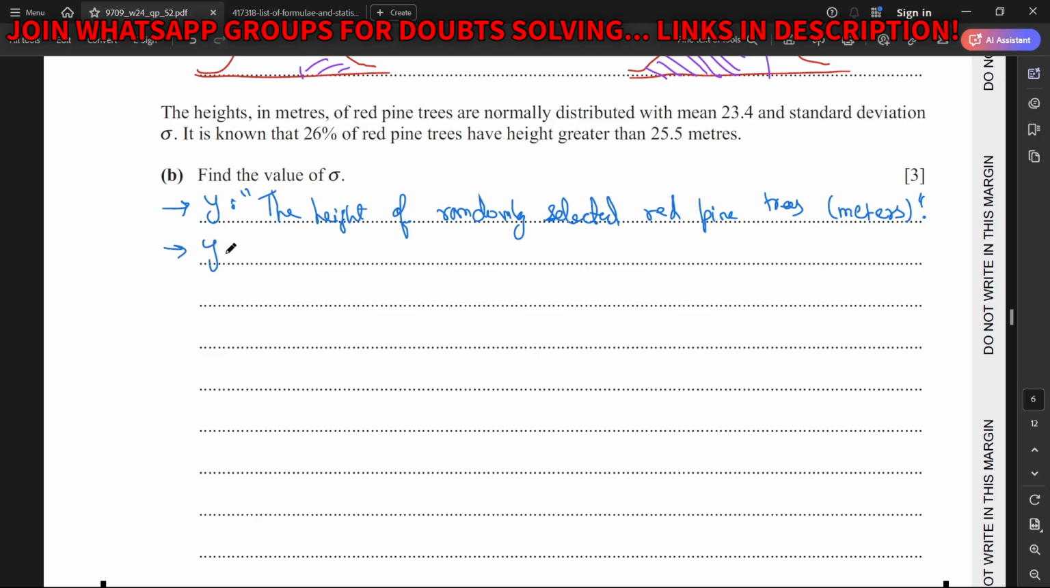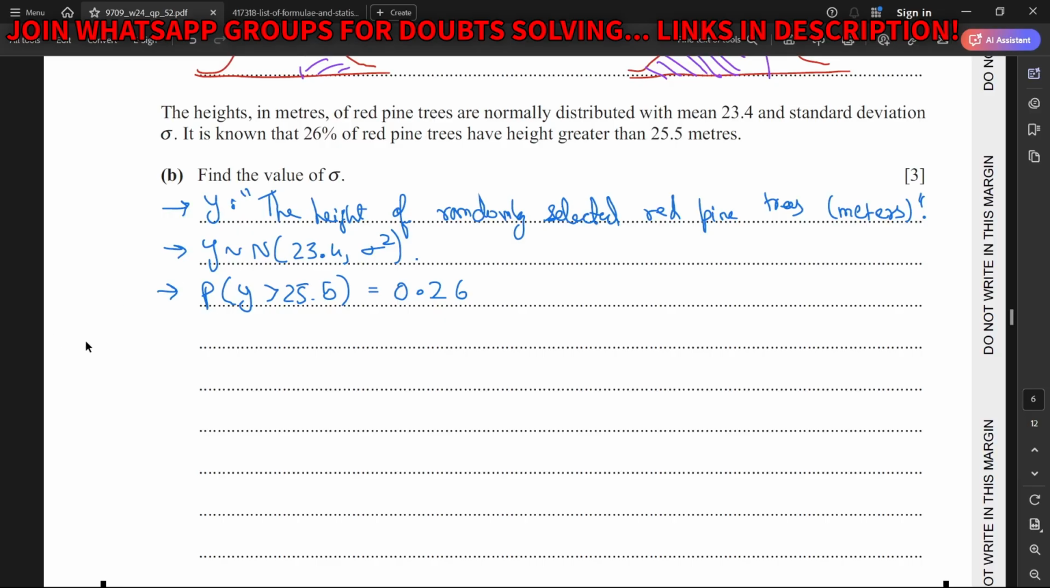So now my y belongs to a normal distribution. The mean is 23.4 and the variance is sigma squared. It is also given that the probability of y being greater than 25.5 comes out to be 26%, or 0.26. Based on this, we are asked to find the value of sigma.